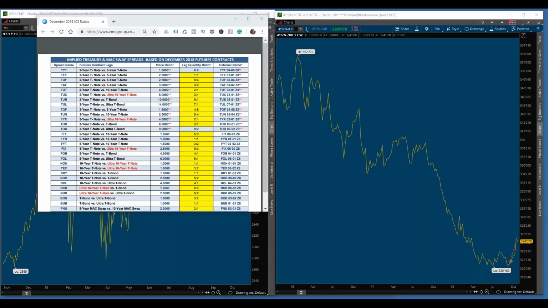So I shared this sheet with everybody. It's just ZN times 4 minus UB. This changes every once in a while.